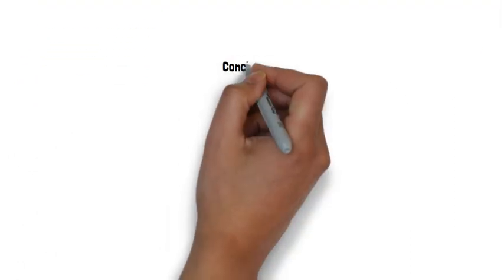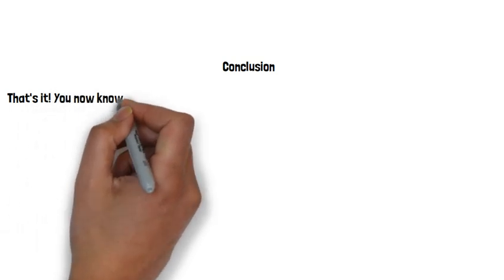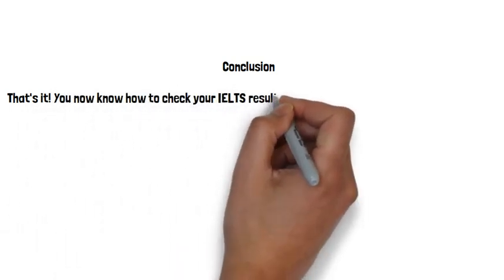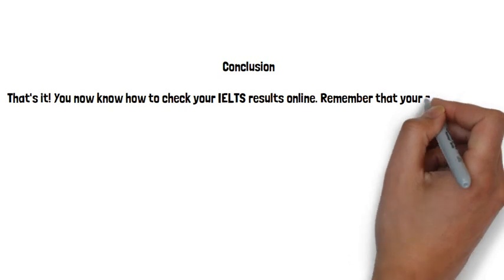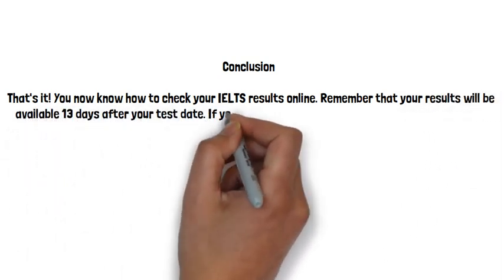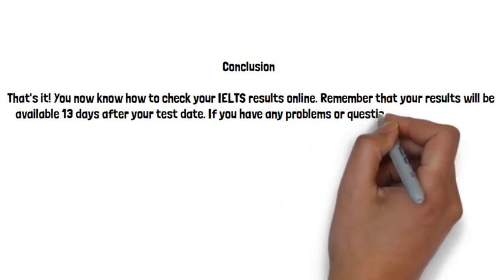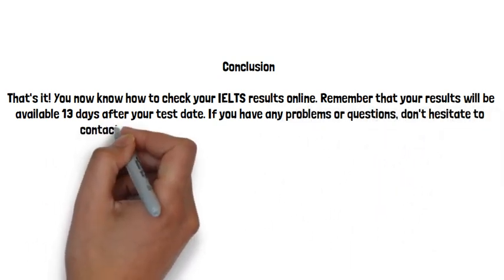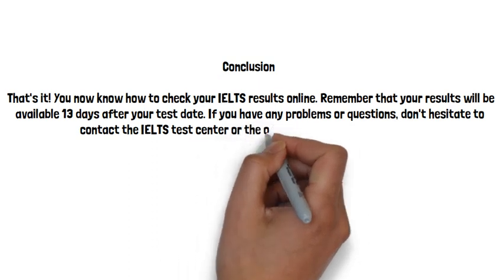Conclusion. That's it. You now know how to check your IELTS results online. Remember that your results will be available 13 days after your test date. If you have any problems or questions, don't hesitate to contact the IELTS Test Center or the official website for assistance.